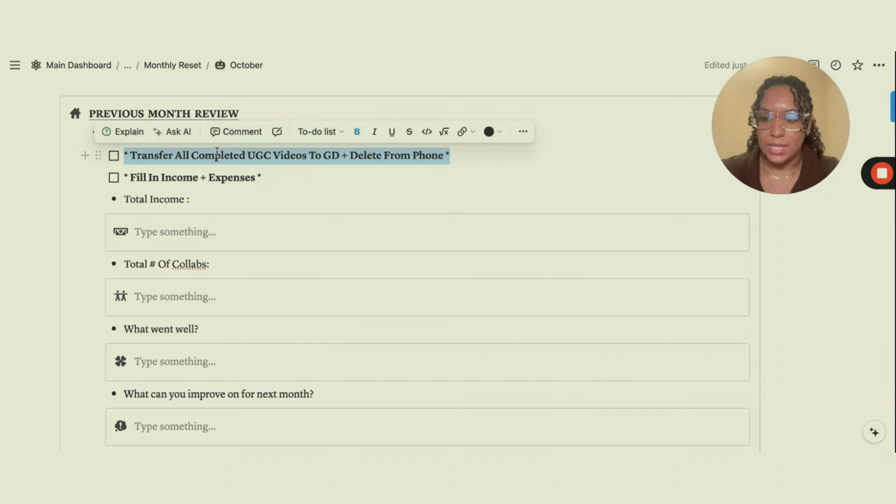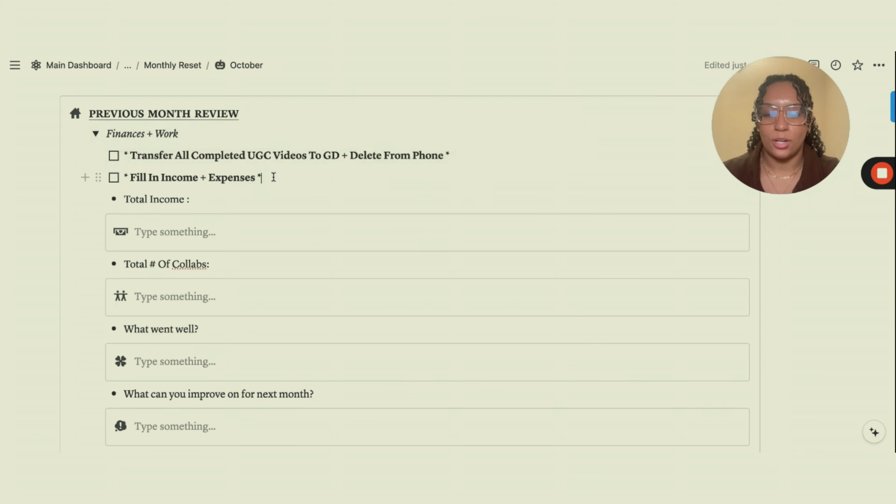So for me, the first thing that I have is to transfer all completed UGC videos to Google Drive and delete from phone. This is just a reminder to go ahead and clean out my phone and my storage. Next is to fill in my income and expenses. Since we're starting with finances and work, I like to go in through September and log all of my income and expenses. And again, I have that in a separate Notion template.